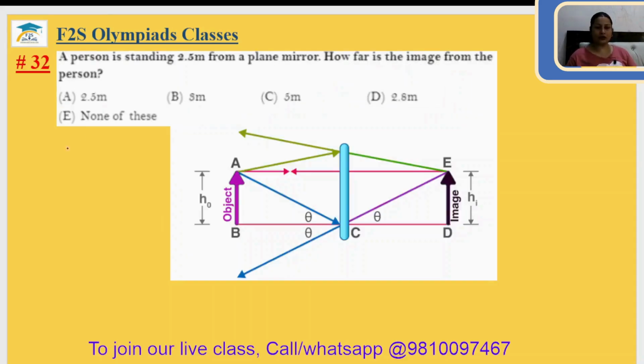Okay. Question number 32. A person is standing 2.5 meter from a plane mirror. How far is the image from the person? So from the person, the mirror is 2.5 meter away. The image will form 2.5 meter behind the mirror. So total will be 2.5 plus 2.5 meter. That's why the answer will be C. 32nd answer is option C.